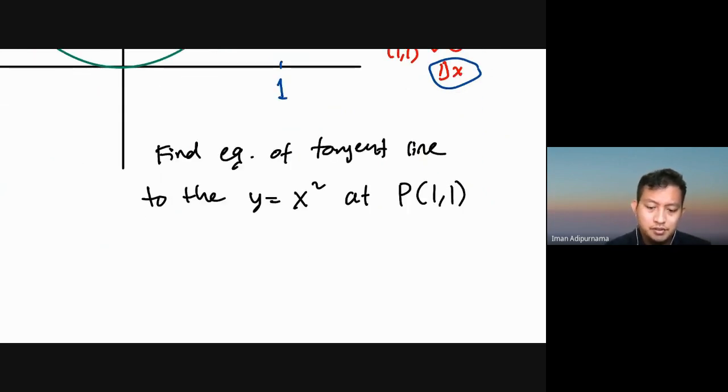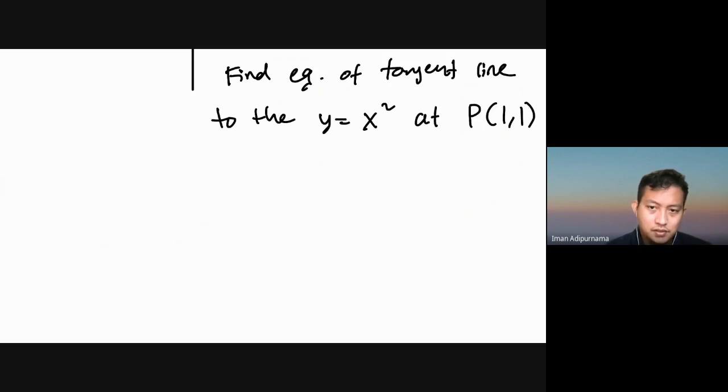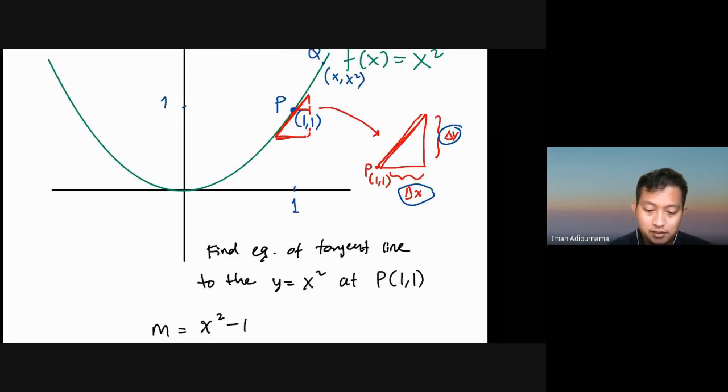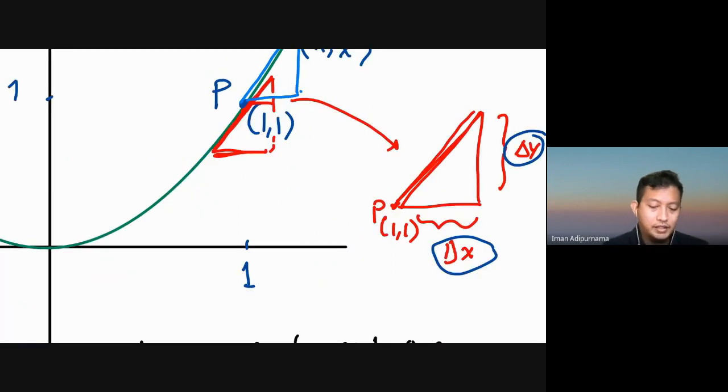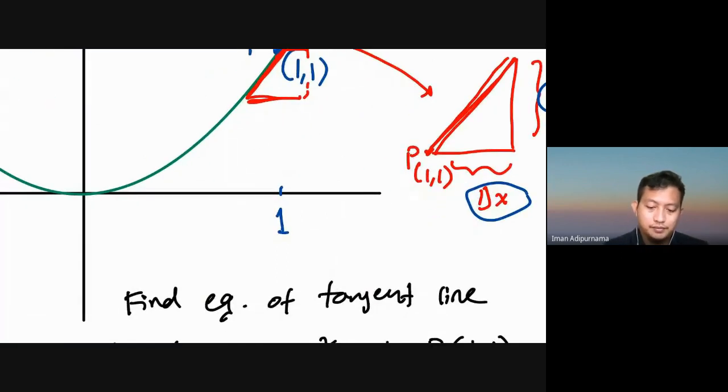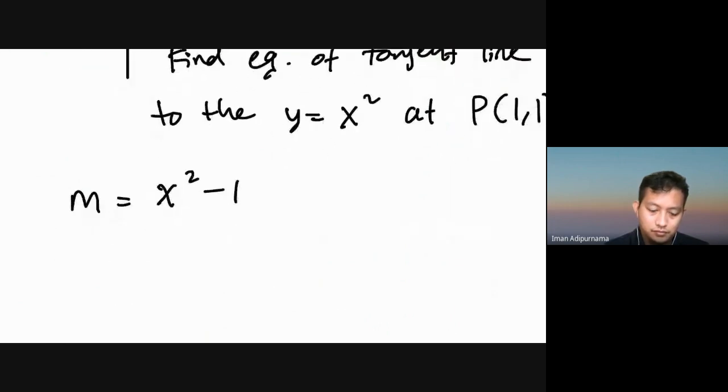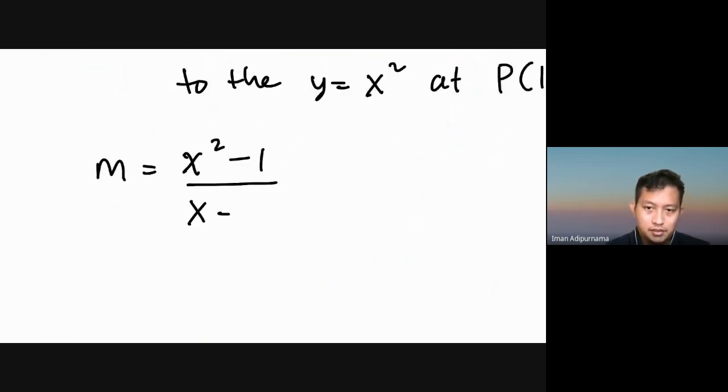For example, to find the equation of the tangent line, first you need to find the m, the gradient. So the gradient will be x squared minus 1, right? At least if you take a look at this gradient from here, we take a look here. Okay, let's just write that first. Divide by x. Okay.